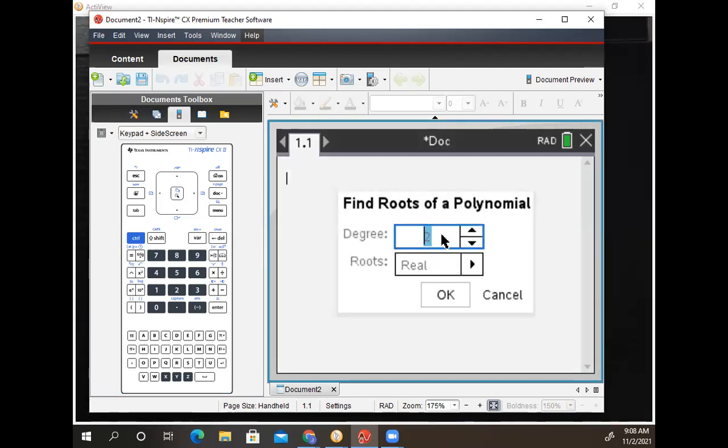Here is where I would enter the degree. So we've got a degree of 2 for our polynomial, since it's an x squared function. If you had a degree of 3 or 17 or whatever the case may be, you would enter that here. And then I have this roots option, and right now it's on real. That's the default for find roots. So it defaults to real, but if I come down to this box, I can also select complex. Since we know ahead of time that these are going to be imaginary solutions, I'm going to select complex. If you didn't know, you could try real, and then if you didn't get anything, try complex.